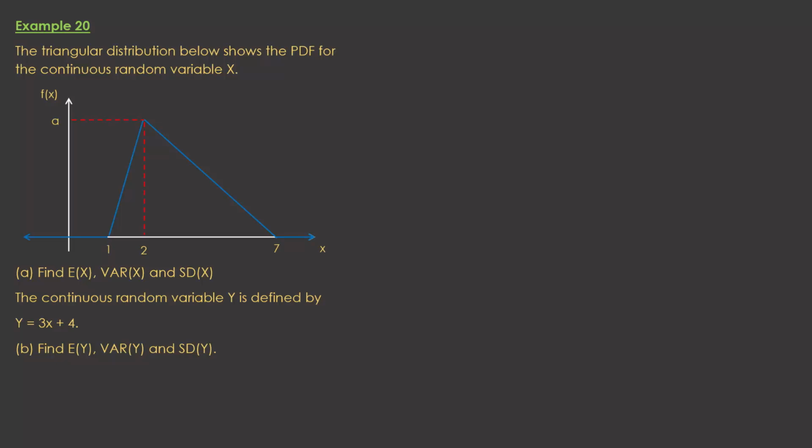So finding the value of a here would be good, but we can see that this is a triangle, and the base of the triangle is of length 6. The height is a, and we know that the area has to be equal to 1. So 3a is equal to 1, and therefore a is 1/3.